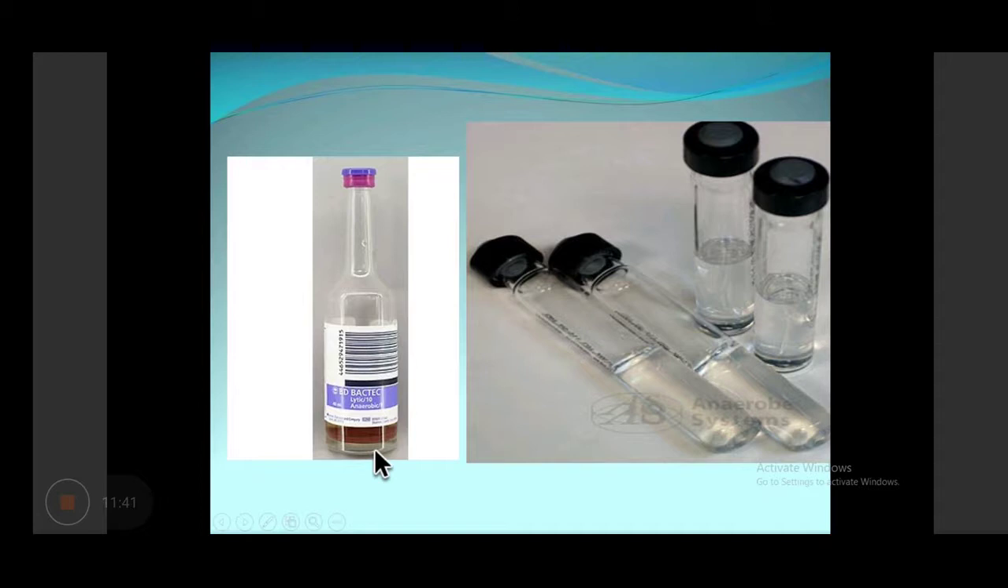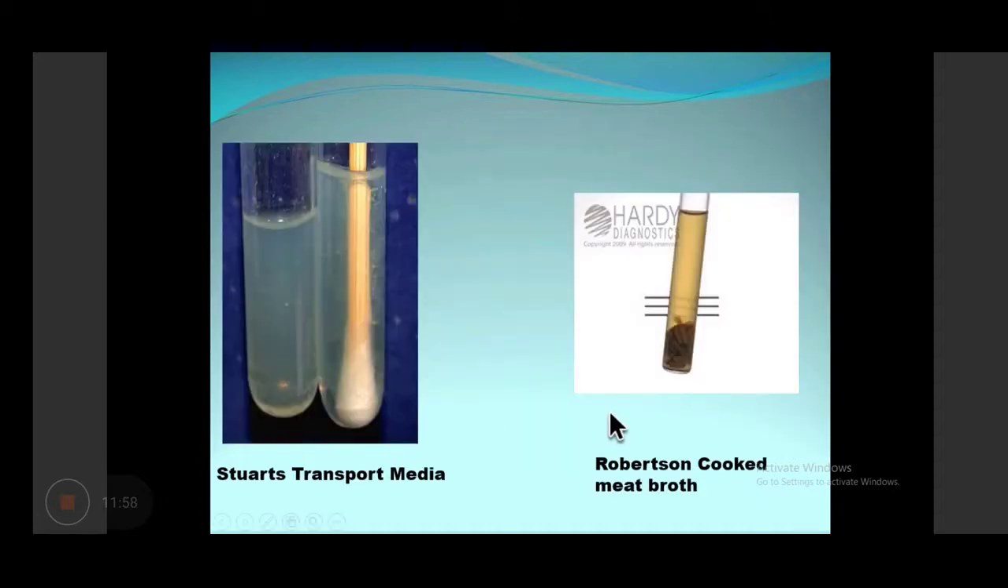So this is the culture bottle, the anaerobic culture bottle. Please check the label before the collection of the specimen, whether the bottle is anaerobic or for an aerobic method. This is the stored transport media, how it looks. And this is the Robertson cooked meat broth. This is the peptone water and these are the cooked meat particles.